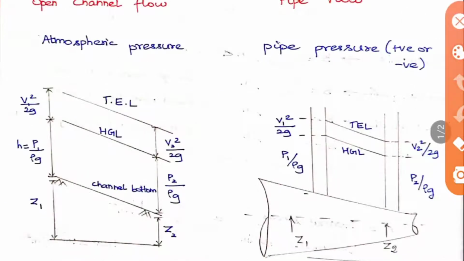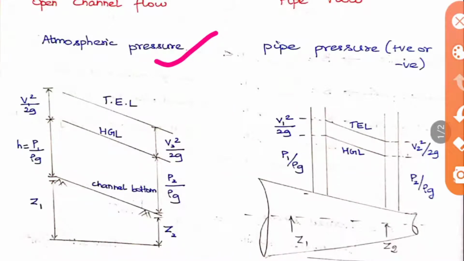Here you can see the difference between the open channel flow and the pipe flow. Here it is with respect to atmospheric pressure, whereas in pipe flow the fluid will be experiencing pipe pressure, that is either negative or positive. That depends on the pipe, because we can send the fluid in negative pressure also. This is the basic difference between the open channel and the pipe flow.